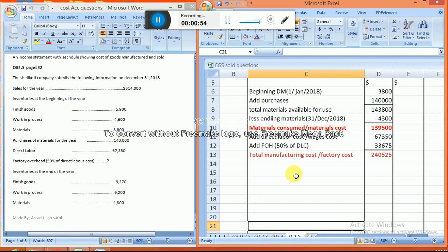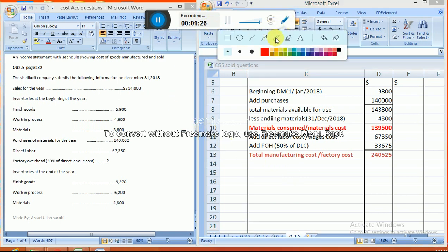Now we will check that when the year 2018 started on 1st January, whether on 31st December 2017 some material remained in the process in the plant and machinery or not. So how will we know this? We will know this from the question.